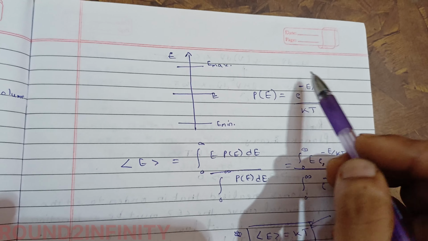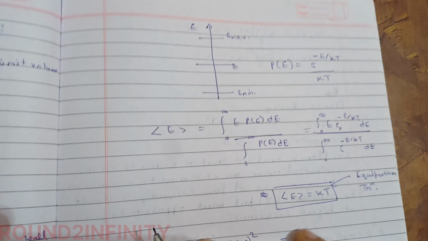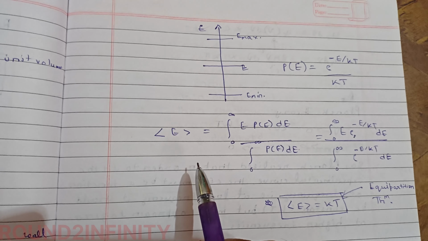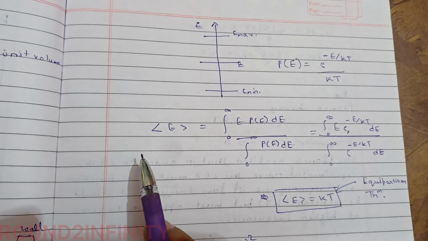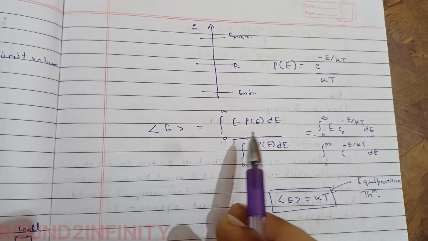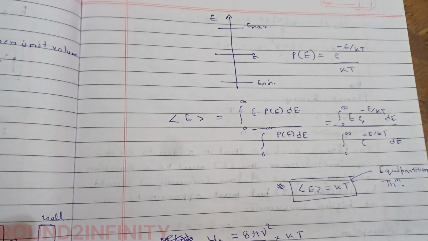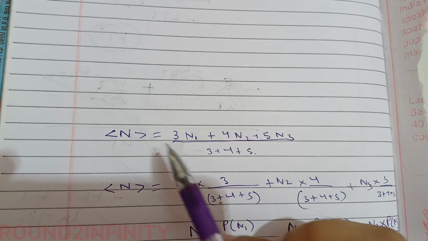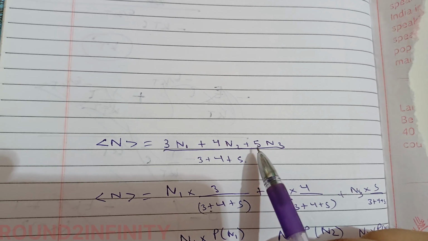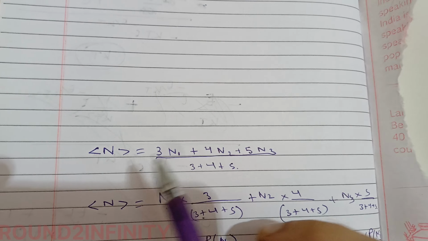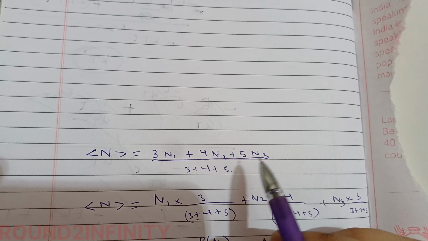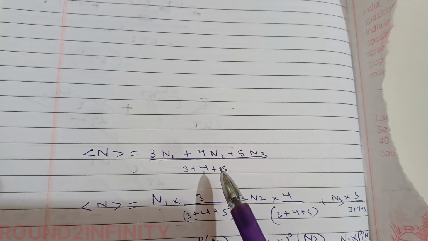Now see how we can find the average with the help of probability. It's like you need to find the average marks inside a class, and you know that 3 students got n1 marks, 4 students got n2 marks, and 5 students got n3 marks. So 3 n1, 4 n2, 5 n3 will be the total marks, divided by 3 plus 4 plus 5, the total students. This will give you the average marks inside a class.